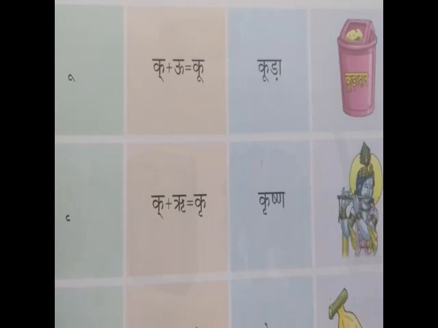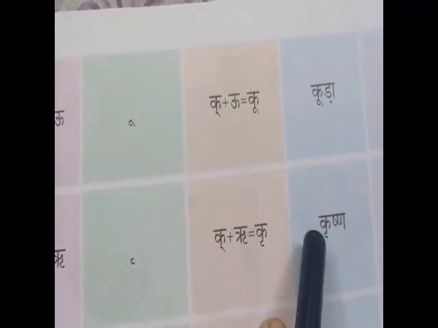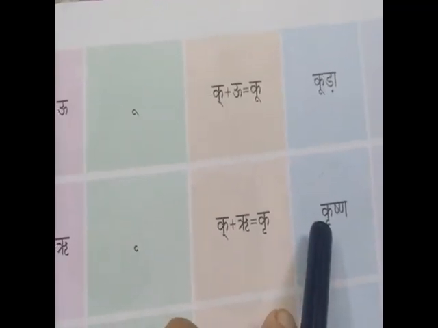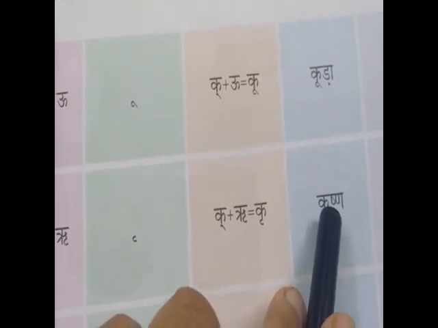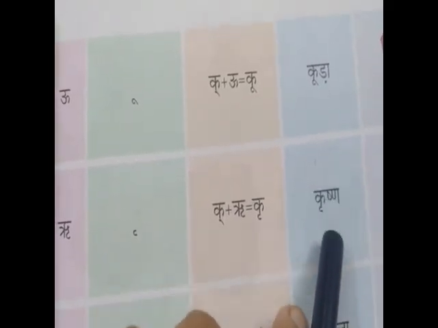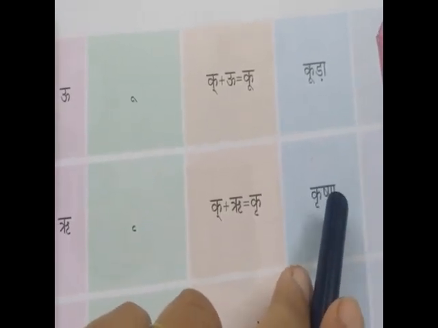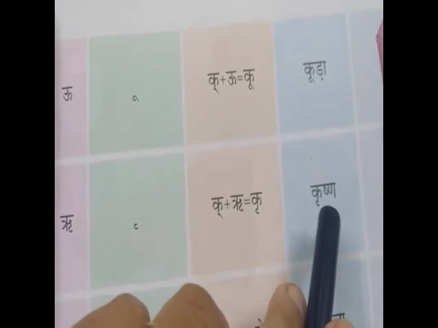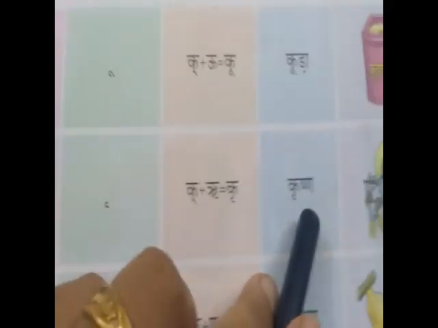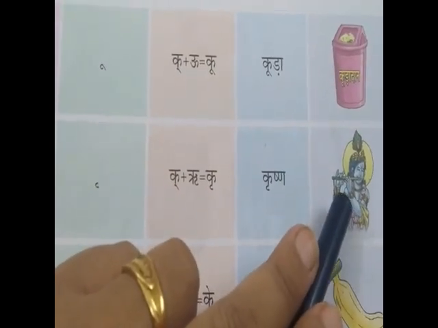Next one is R. The matra is like this. Okay. So K plus R is Kr. Just below the K you are putting this letter. So Kr. This is Sh, half Sh. You are just removing the standing line from that. Kr plus shna. Krishna. You know Krishna, God.